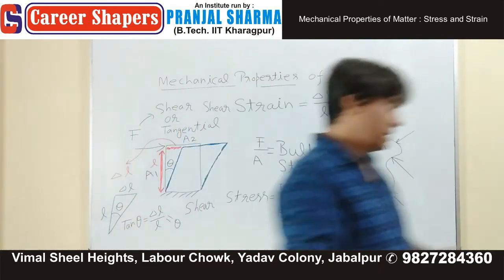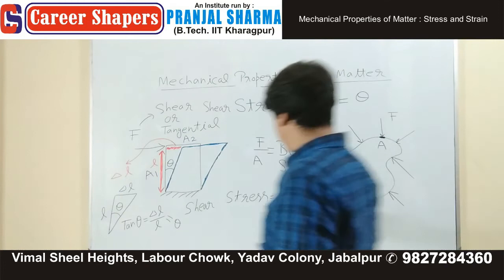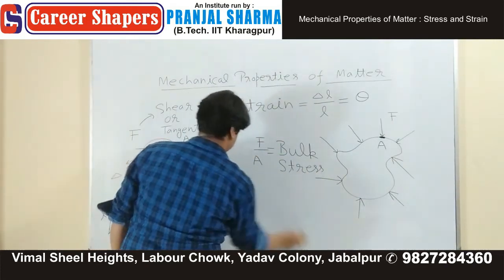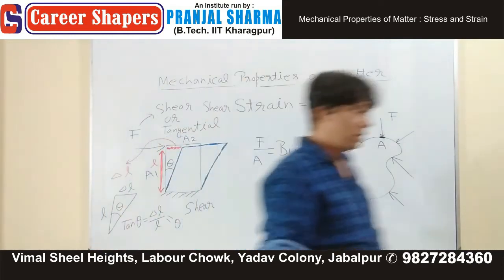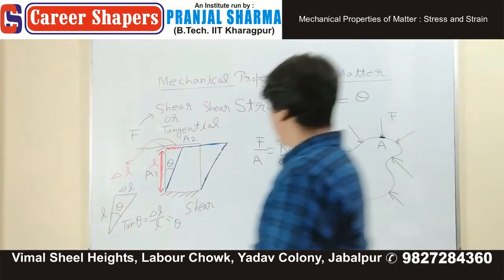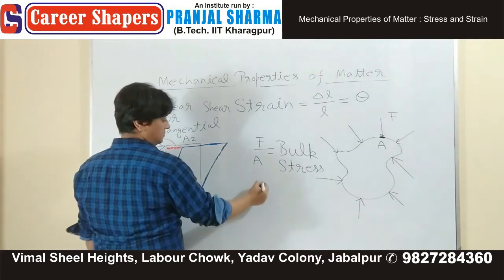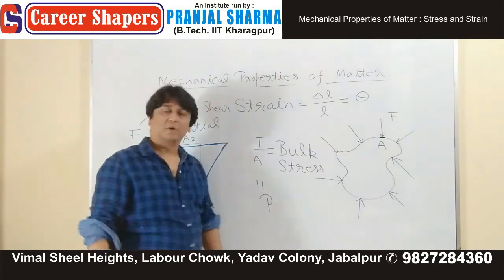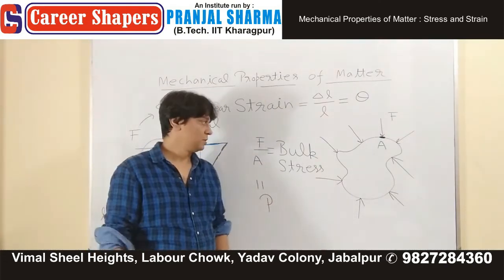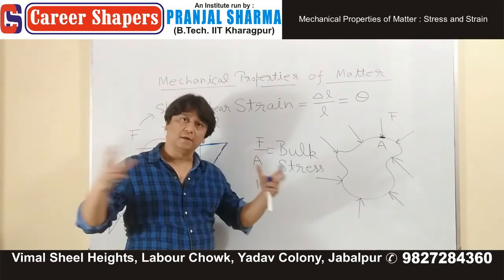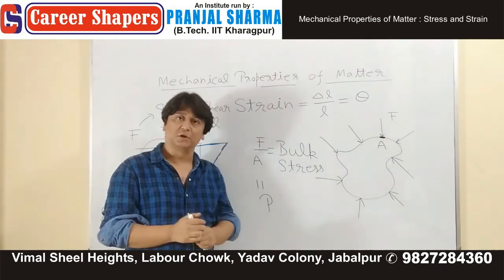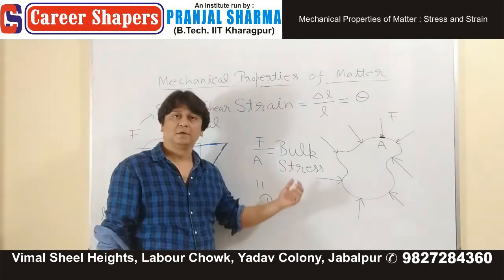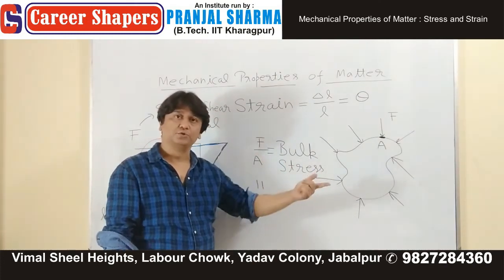But for a balloon, it's not correct to use force and area in this form. For a balloon, this F upon A is simply called what? P. What is F upon A? Pressure. So if you change the outside pressure so that the volume of the balloon changes, then the kind of stress you are producing is bulk stress.